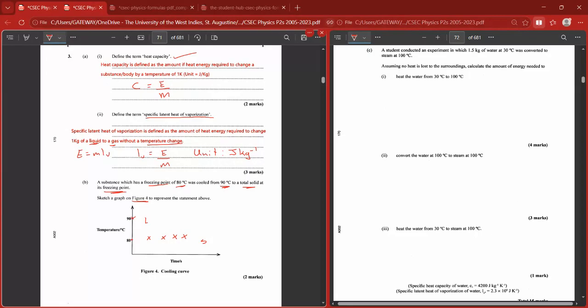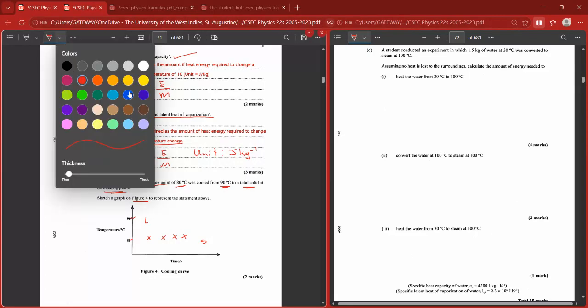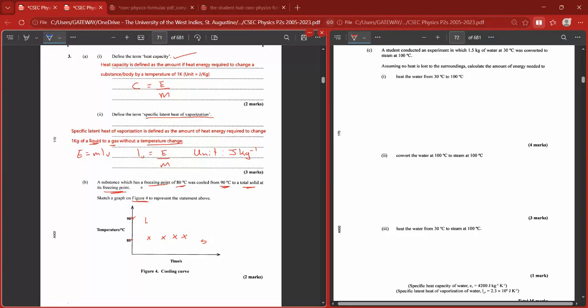Right? So let me try to draw this graph here. It will look something like this. You have this solid being formed here. This is a mixture of liquid and solid. You have a change in state, no change in temperature, and this is just liquid here. Understand this, right?